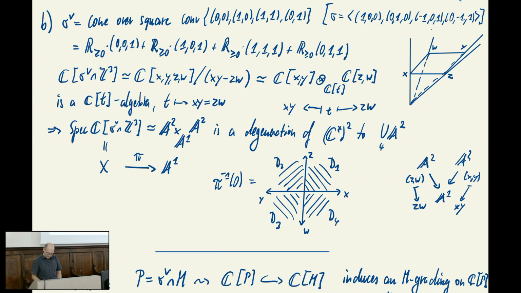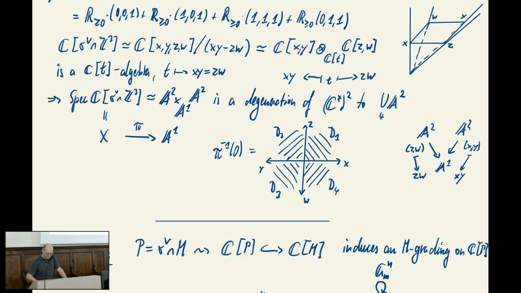Okay, so this is what I wrote here. This gives us a degeneration of C star squared to 4 copies of A2. And to picture this, I like to flatten it, so it looks like this. It looks like a fan, but this is really a geometric picture. So you have these 4 coordinate axes, and here you have 4 copies of A2, and they fit together in this schematic way. Each two copies of A2 either meet in a point, or they meet along an A1, and they have this cyclic pattern.